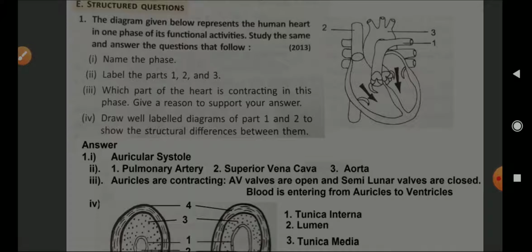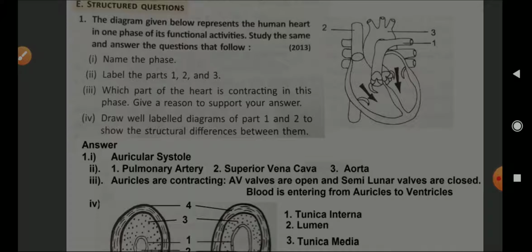Label 1, 2, 3. One is pulmonary artery because it is arising from the pulmonary trunk from the right ventricle. Number 2 is superior vena cava, and number 3 is aorta.